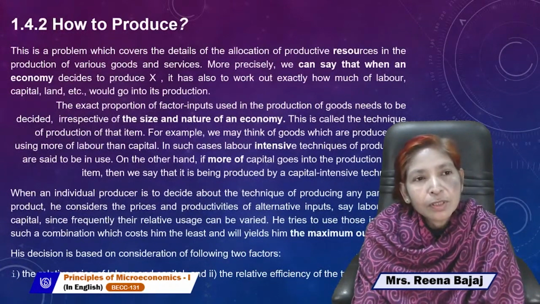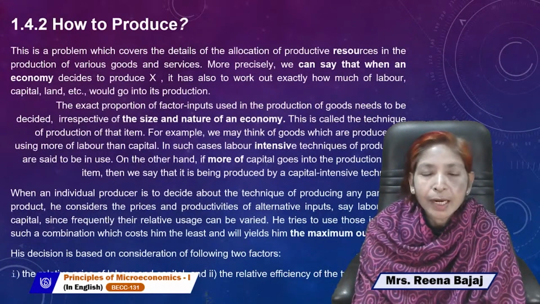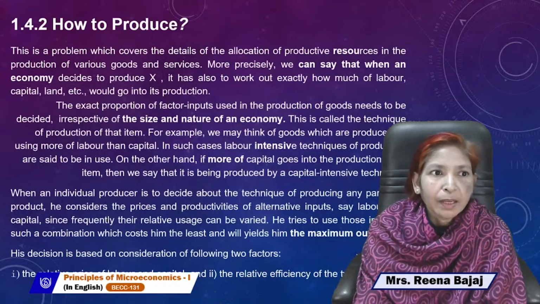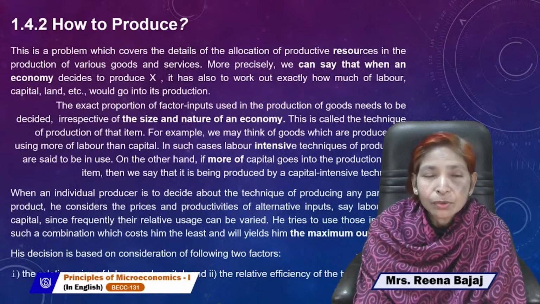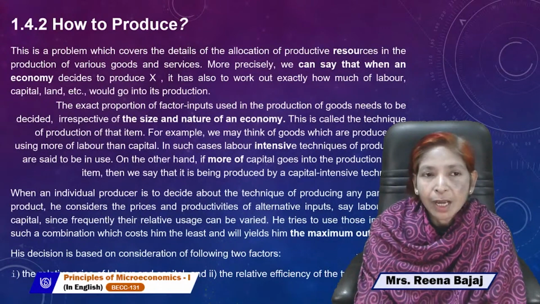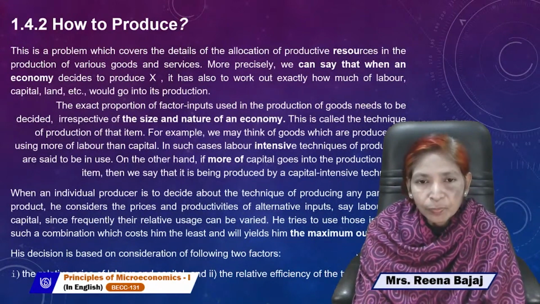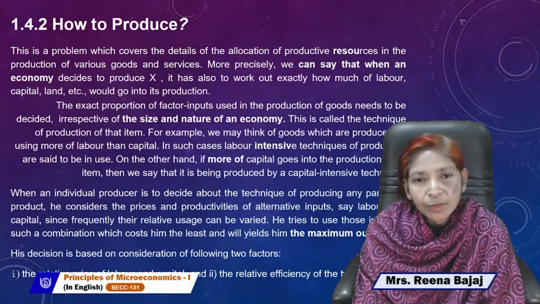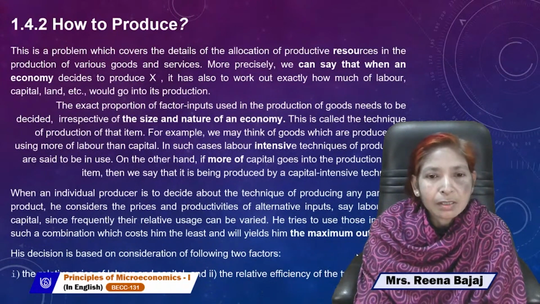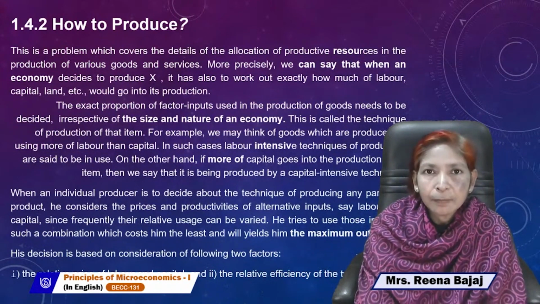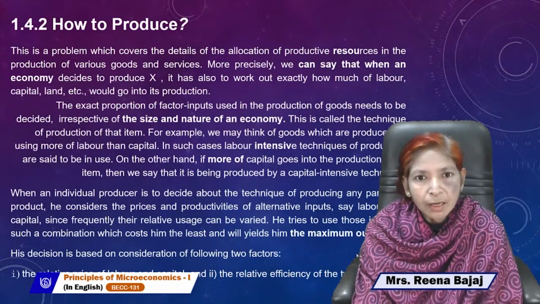Second problem is how to produce. This how to produce also occurs due to scarcity of resources. How to produce, generally it also belongs to the problem of choice. Here we have to make a choice between two technologies. We have two types of technologies for the production of goods and services. One technology is called labor intensive technology and second is called capital intensive technology.